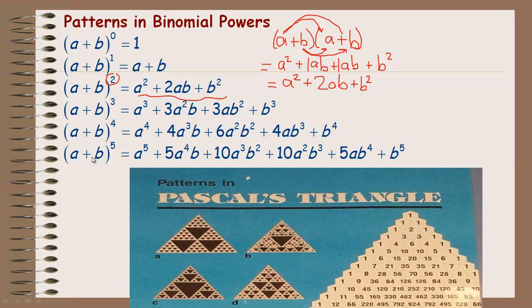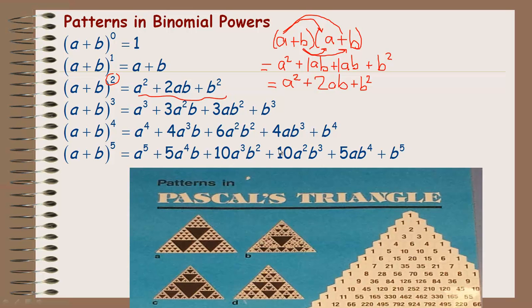Similar idea with (a plus b) to the fifth. It's fifth, so we use the n equals 5 row, 1, 5, 10, 10, 5, 1. So coefficients are 1, 5, 10, 10, 5, 1. And the power on the a starts at 5 and then counts down by 1 each time to 0. The power of the b starts at 0 and counts 1, 2, 3, 4, up to 5.